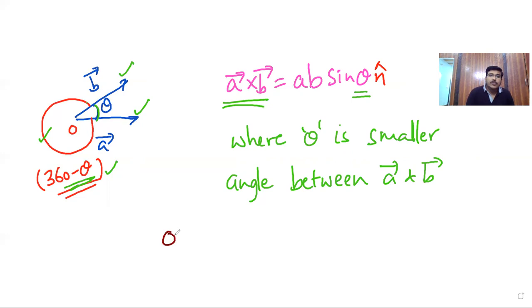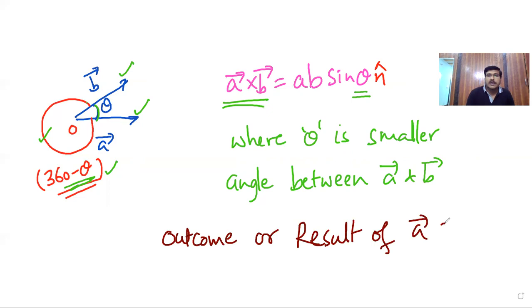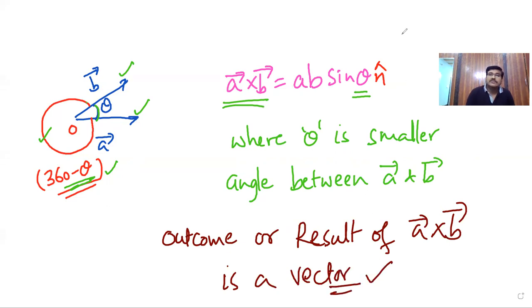Here I clearly write: the outcome or result of A bar cross B bar is a vector. Once we say it is a vector, it should have magnitude. This quantity is the magnitude, and this unit vector shows the direction also. Remember, it has a magnitude as well as a direction. Now let us see the direction of it.